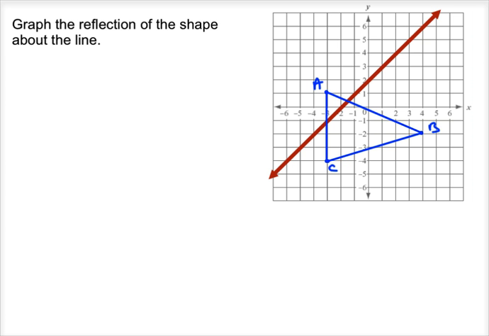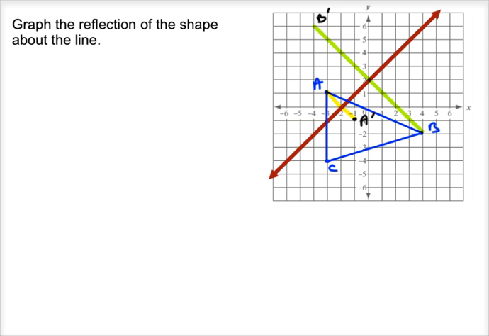So to find A prime, going from A to the red line is a distance of 1. So from the red line to where A prime is will also be a distance of 1. So here's my A prime. Now to find the location of B prime, I'm going to go at a 45-degree angle here again. So to get from B to the red line, 1, 2, 3, 4. So I continue 1, 2, 3, 4 in the opposite direction. And now I've found where B prime is.